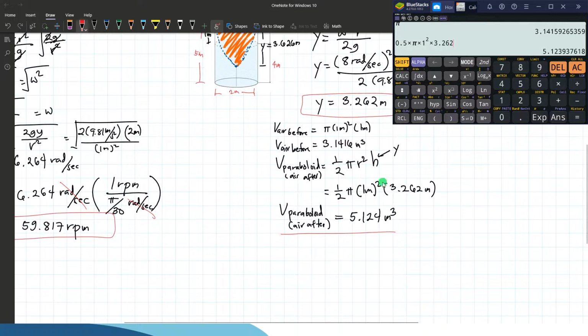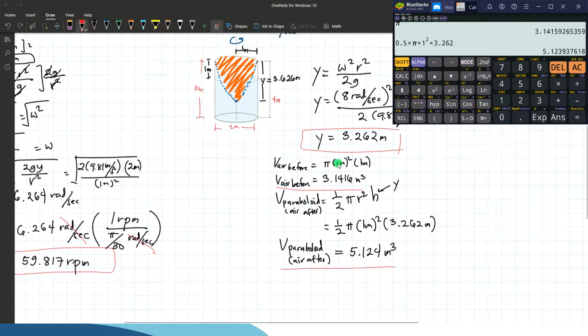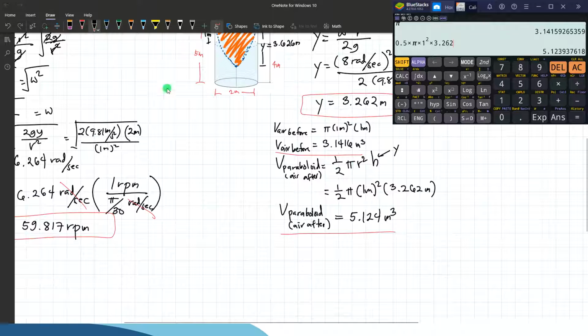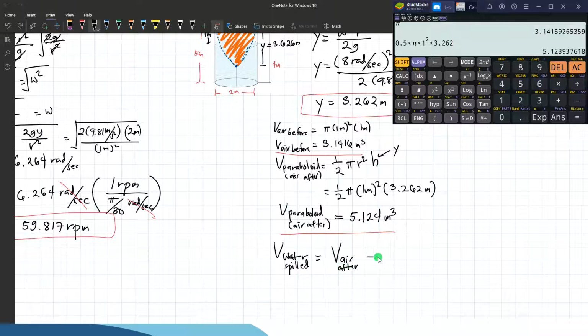So what we will do here is subtract the volume of the paraboloid, or the air after it is rotated, by the volume of air before it is rotated, to determine the volume of water that is spilled. So volume of air after minus volume of air before it is rotated. That's 5.124 cubic meters minus 3.1416 cubic meters.